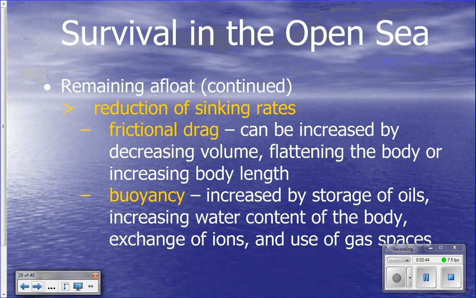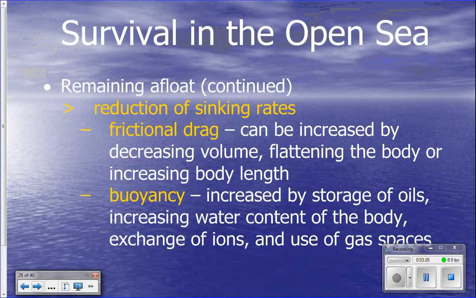One of the other ways that a plant or animal can stay near the surface is to reduce their sinking rate. They do tend to sink in salt water, and so they want to decrease the rate at which they're sinking. One of the ways that they can do that is by increasing their buoyancy. They'll increase their buoyancy either by storing oil in their cells, because oil is less dense than water, so it helps them to float. Or they'll store air, like little air bubbles. And again, because air is less dense than water, it helps them to float.